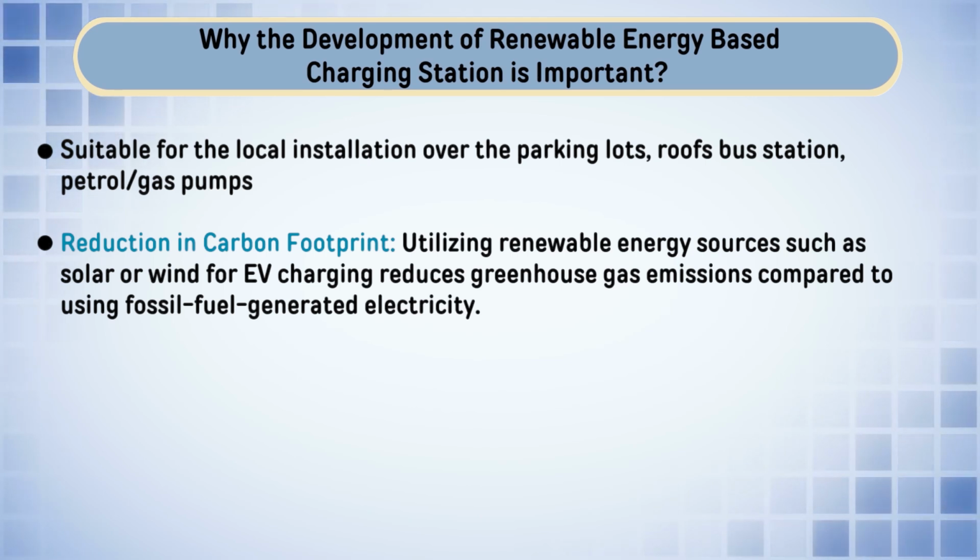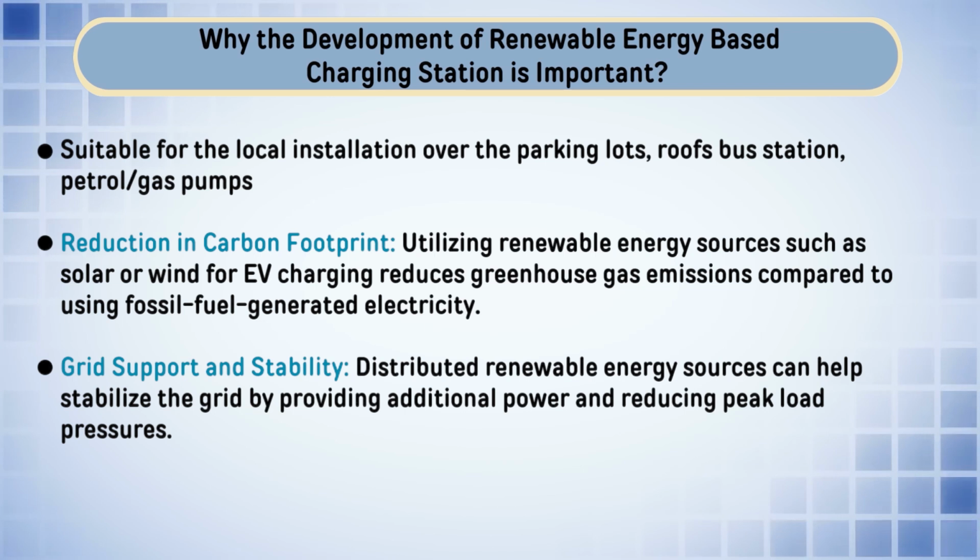such as solar and wind for EV charging reduces greenhouse gas emissions, as our atmospheric temperature due to these greenhouse gases is increasing day by day. So, it is also contributing to reducing the carbon footprint, so that the atmospheric temperature can also be controlled.